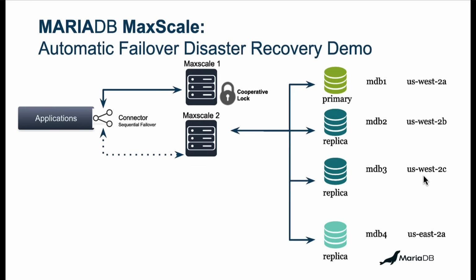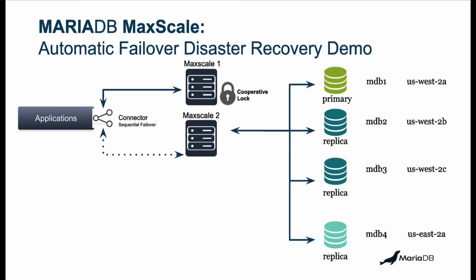For this demo, you'll note that I have both the MaxScale nodes in the same US West 2 region. MaxScale 1 is in US West 2A, and MaxScale 2 is in US West 2B. But in production, you'll want at least one MaxScale node in your DR region as well. So be sure to choose a complete DR architecture that fully meets your HA and RTO requirements.